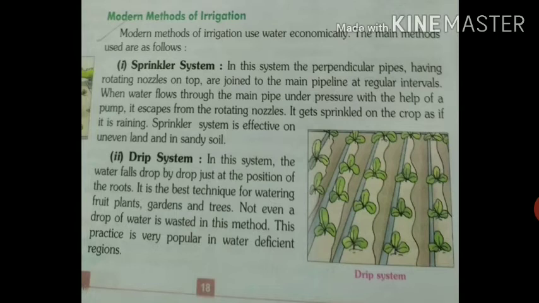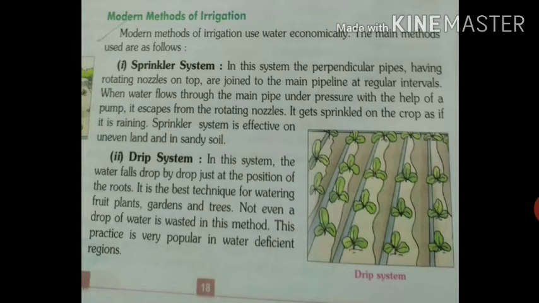Modern methods of irrigation, we have sprinkler system of irrigation and drip system of irrigation. So the modern methods of irrigation help us to use water economically. The two main modern methods of irrigation are sprinkler system and drip irrigation system. So first of all we will talk about the sprinkler system.